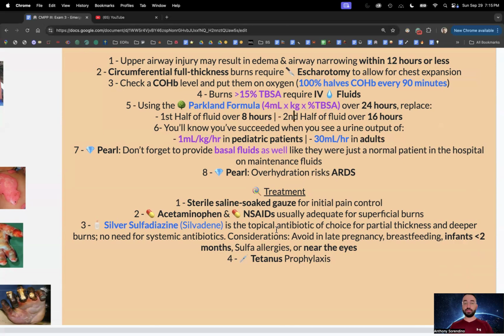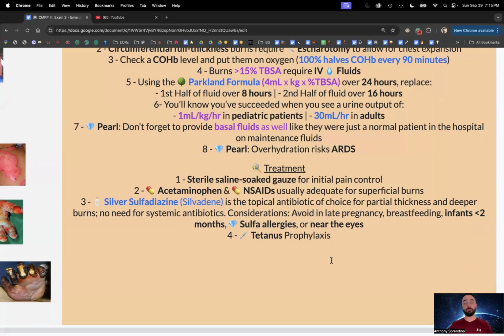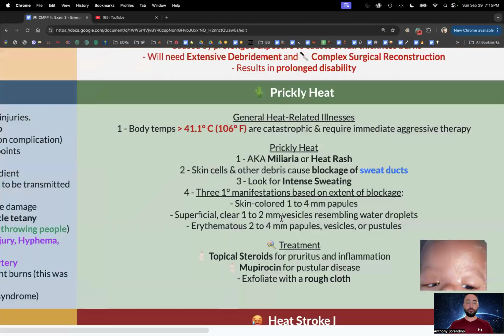Know that silver sulfadiazine, or Silvadene, is a topical antibiotic of choice, and you want to avoid this in sulfa allergies. It's in the name, so that's pretty easy, but that is important to know. And then do tetanus prophylaxis. Okay, and then just pain management and stuff.